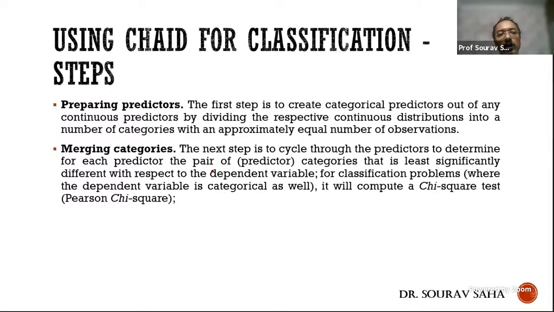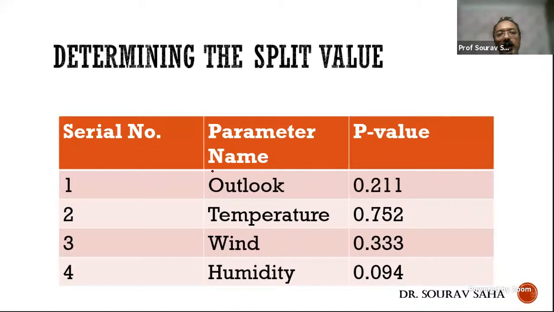Here, if we do use a guide, what I'll quickly show is what the guide gives us: outlook, temperature, wind, and humidity. These are the different values of the variable which are there. Now, on what condition do you do the splitting? Typically, the factor where the probability value is the smallest, on that you do the splitting. Here we see that humidity has the lowest probability value. That is what will be used for splitting here, right?